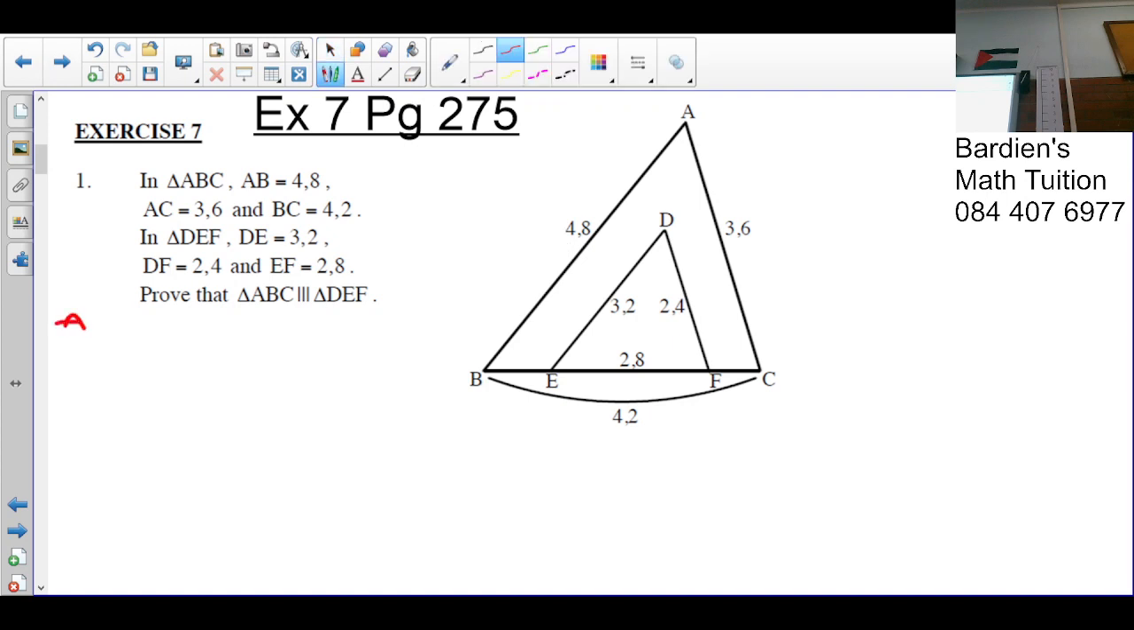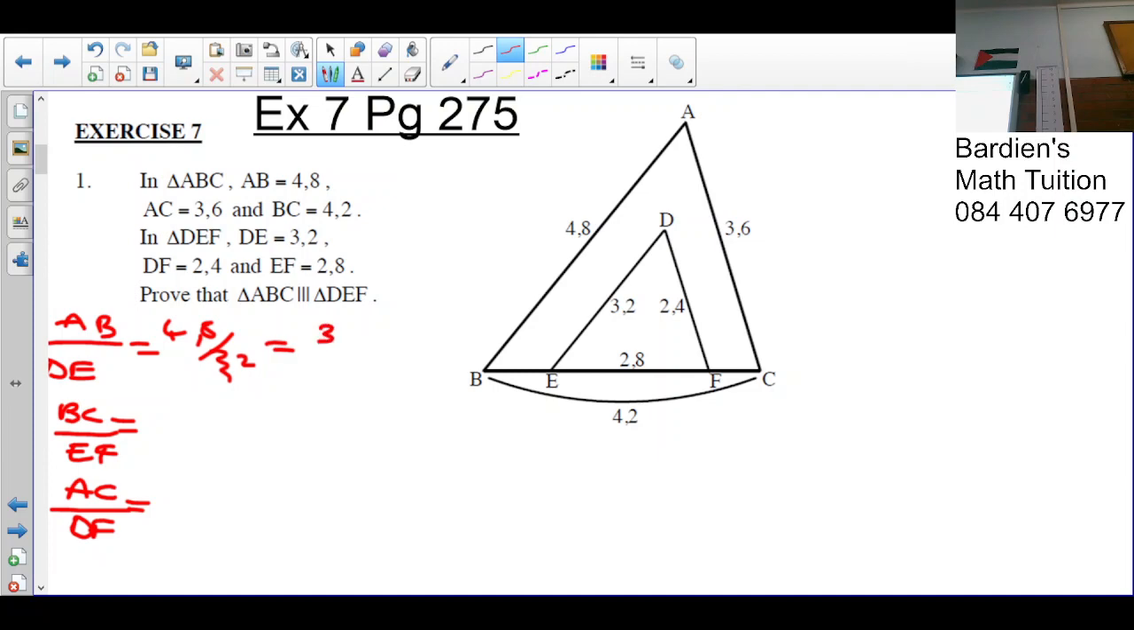So we say that AB over DE and BC over EF and AC over DF. So AB is 4.8 over 3.2. Is that correct? Yes. Which gives us 3 over 2. You all agree with that? The next one is BC, which is 4.2 over 2.8, which is 3 over 2. The next one is AC, 3.6 over 2.4, which is 3 over 2.